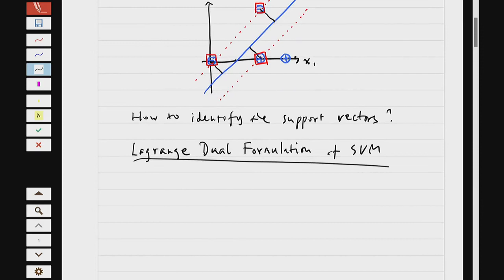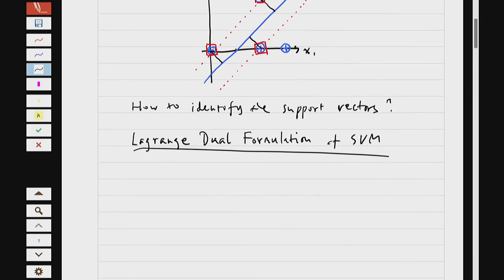So for now, what does Lagrange do? Lagrange was a mathematician, I believe in the 18th or 19th century, I forget exactly, but a long time ago. It's a way to solve optimization problems. To introduce the Lagrange dual formulation, we first have to introduce what's called the Lagrange function.